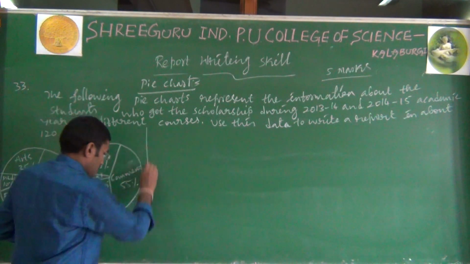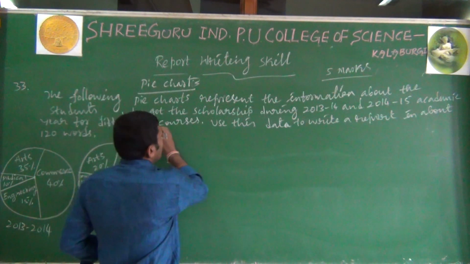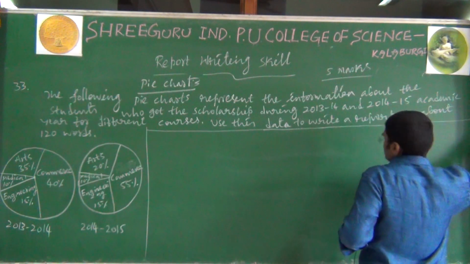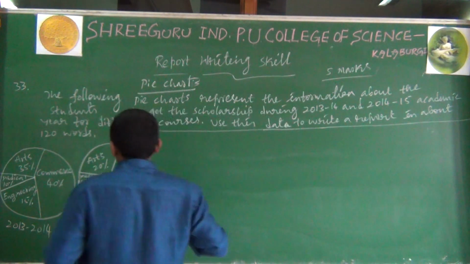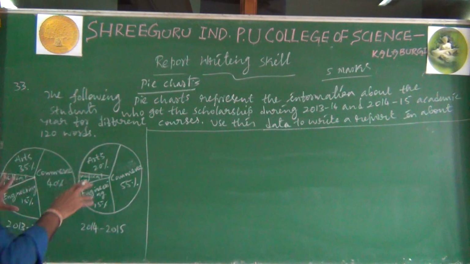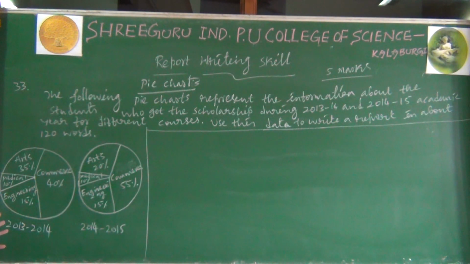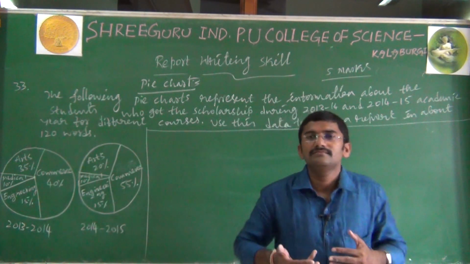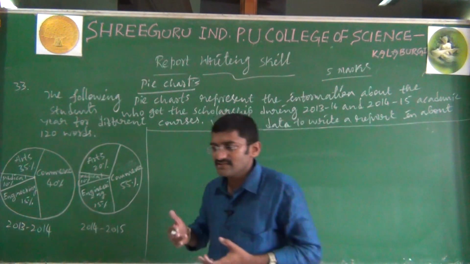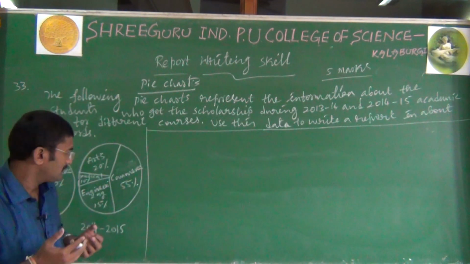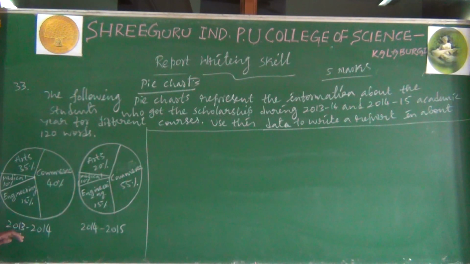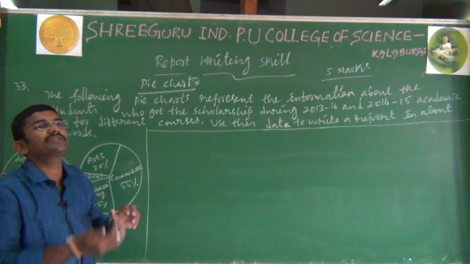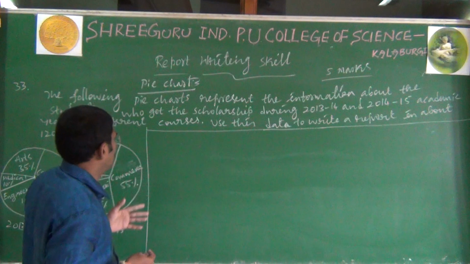So, my dear students, one thing we should remember is how the data is sliced into different parts, different areas of the students over here. How different streams of students are being given or distributed the scholarship in the academic year 2013 and 14 and 2014 and 15. This has to be remembered first, right?